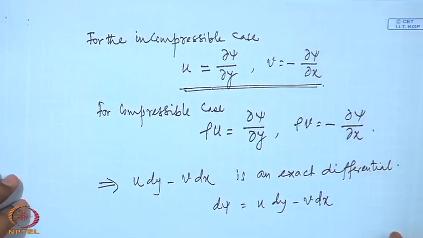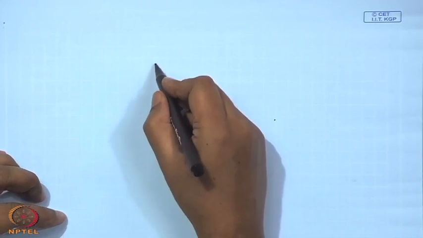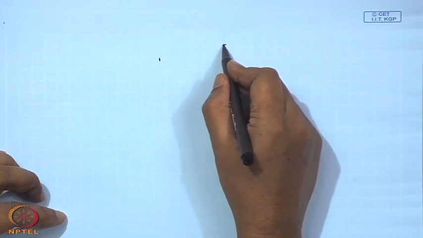Then integrating it between 2 points within the flow, integrating this equation between 2 points in the flow, say the 2 points we denote by O and P, and P is the point x y.